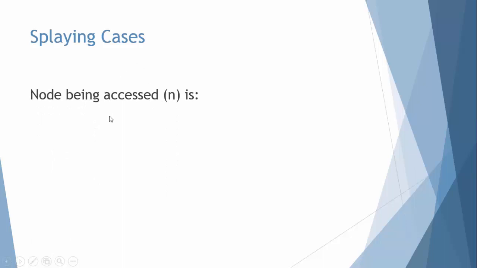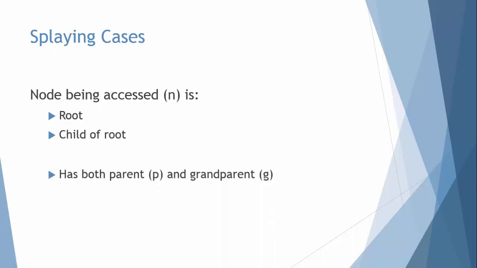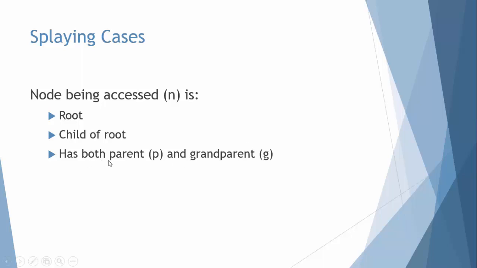What are the splaying cases? As I mentioned just now, splaying means making a certain node n the root of the whole tree, and this node n is the recently used one. So the node being accessed, n, is either the root, or a child of the root, or has both a parent p and a grandparent g. These are the three cases: root, child of root, and has parent p and grandparent g.